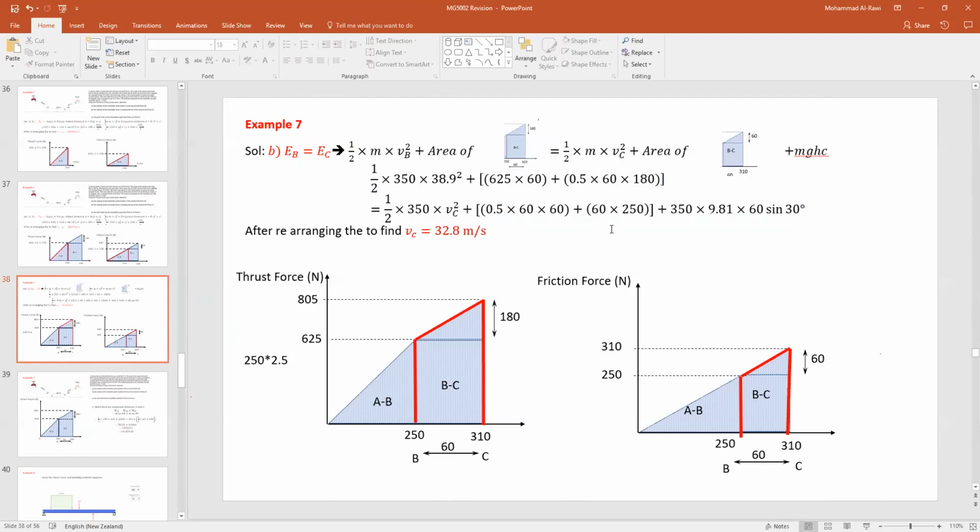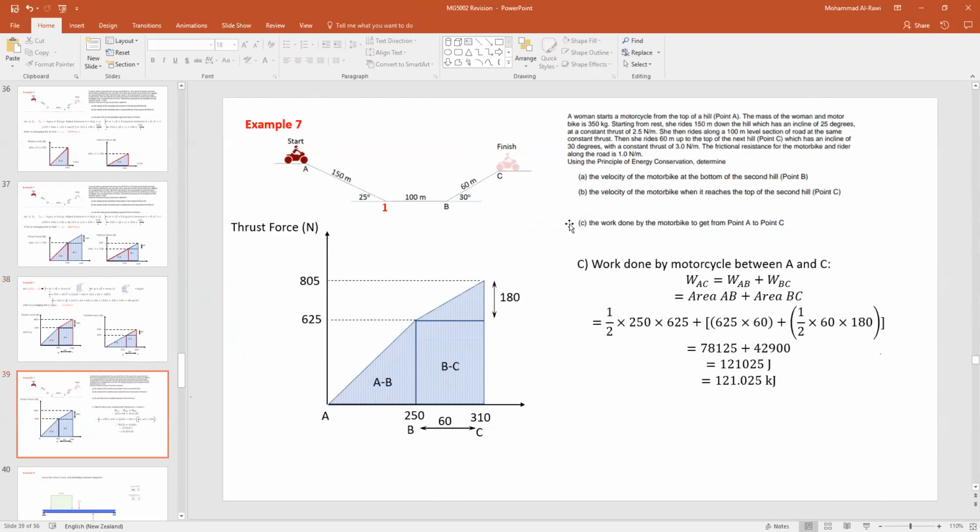Now, there is something very, very important to calculate the third part, the work done by the motorbike. It's all by areas, and we have done it step by step, but you only want to calculate that. So what do we have? First of all, this area, half of the base times the height, plus this rectangular, plus this triangular, half of the base times the height.